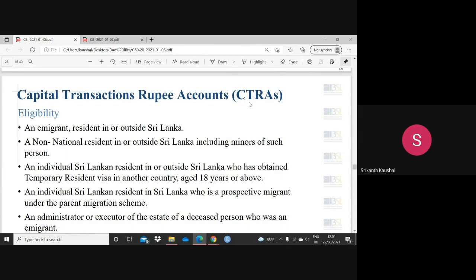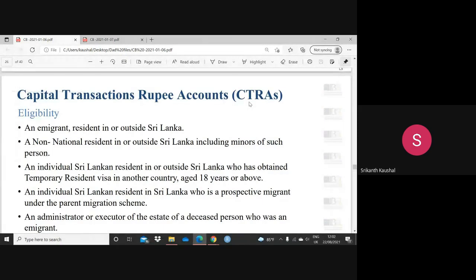A Sri Lankan person going outside, or after going there, wants to take whatever assets they have here through this account. So CTRA is meant for that. What does CTRA stand for? Capital Transaction Rupee Account. So you should know, when it comes to capital, it is always migration.